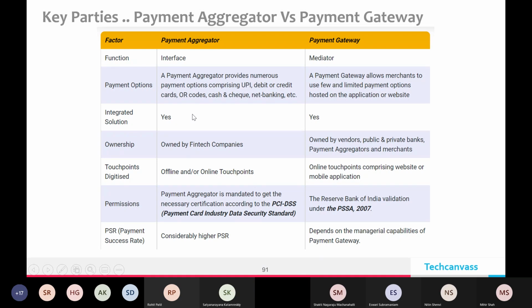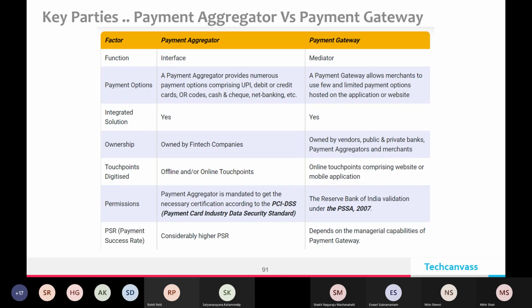Both have an integrated solution. Generally this is owned by fintech companies, and these are owned by the vendors, public and private banks, and some merchants. So this payment aggregator area is one of the areas where the fintech industry is flourishing like anything. You look at companies like Paytm, PayU, Beam, Western Union. All these are examples of payment aggregators where they do a much greater variety of activities.